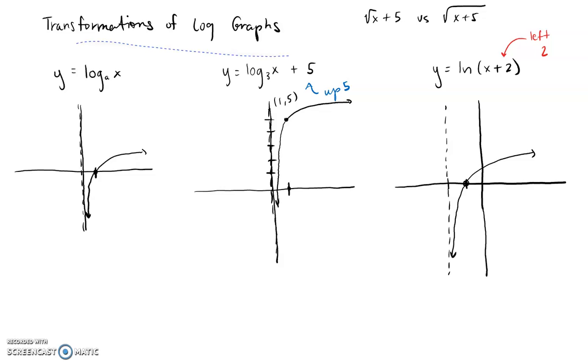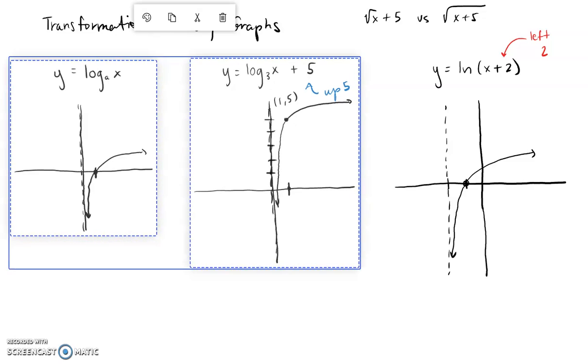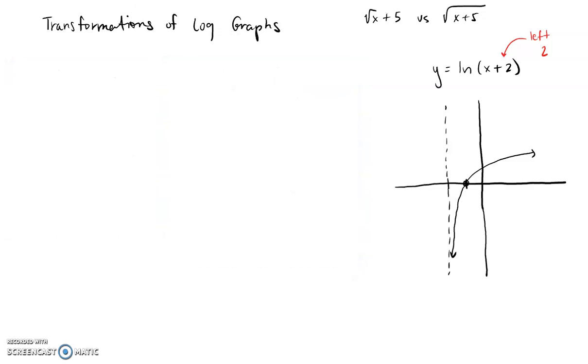Okay, let's try just a couple more. Make sure that we have the right idea here. Remember that basic log graph as we go on. All right, let's say that we've got y equals log of x minus 4.